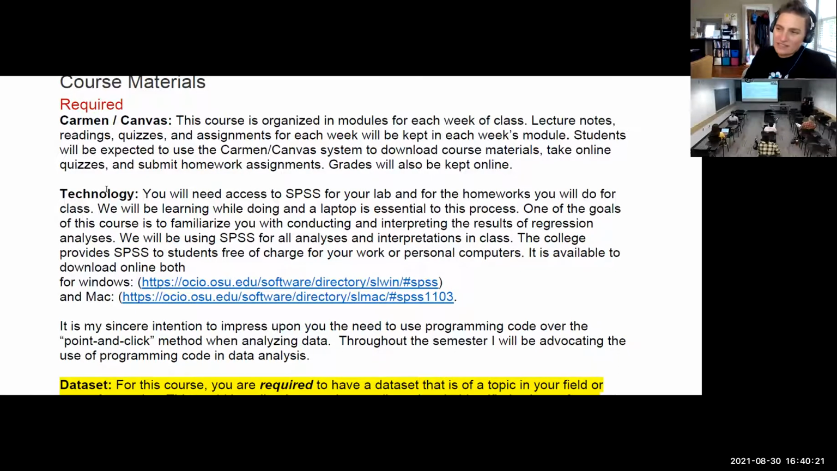There are online quizzes, but don't be afraid of them. And homework assignments will be submitted there. You will need access to SPSS. Here's information about how to get that.